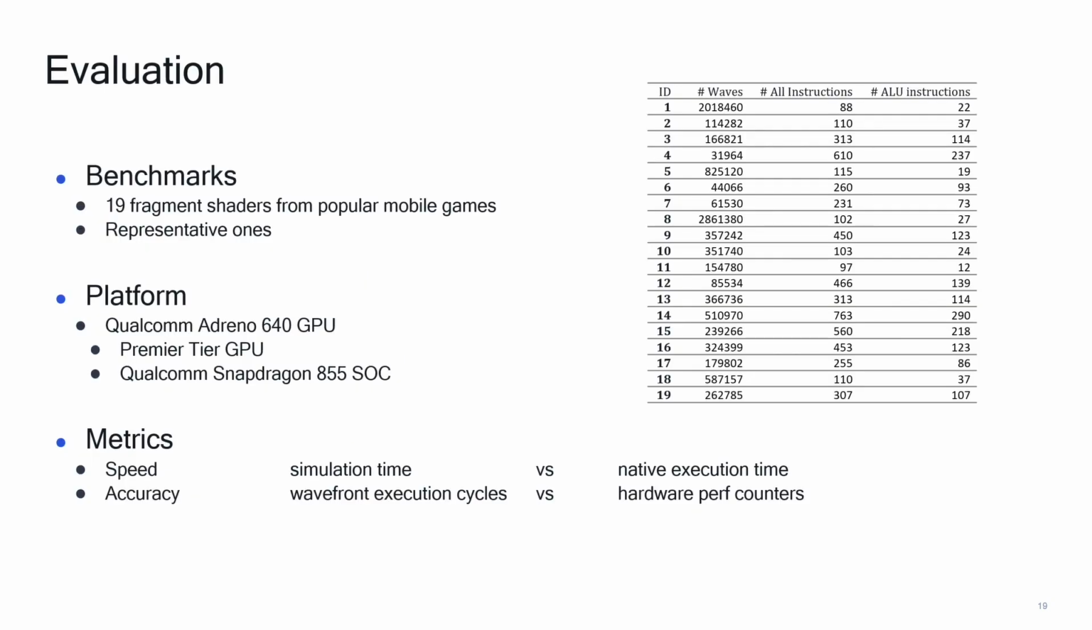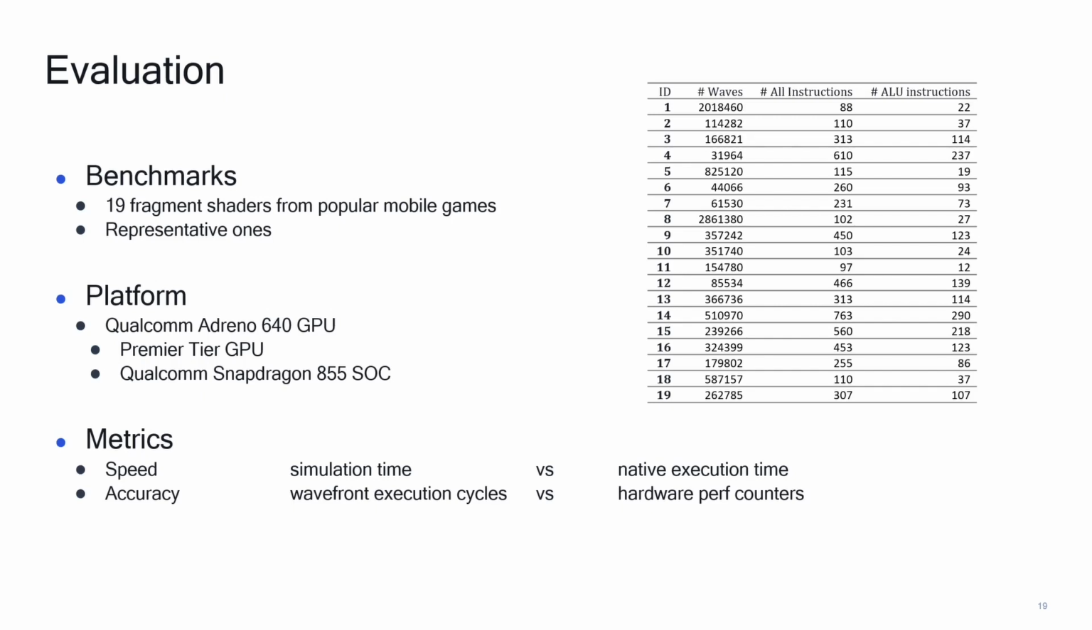We selected 19 fragment shaders from popular mobile games to evaluate our work. The selected shaders are the performance-dominating ones from critical scenes in those games. The Qualcomm Adreno 640 GPU is our platform for evaluation, which is a premium-tier GPU in the Qualcomm Snapdragon 855 SoC.